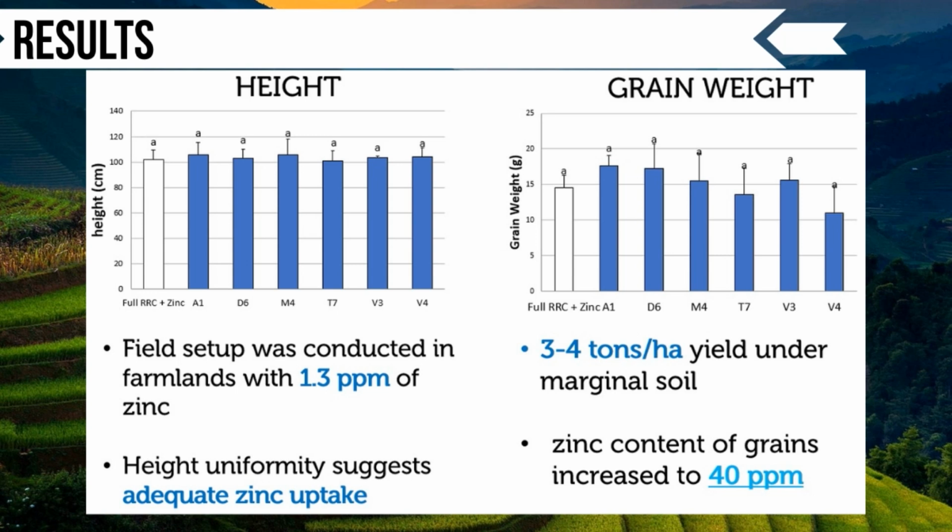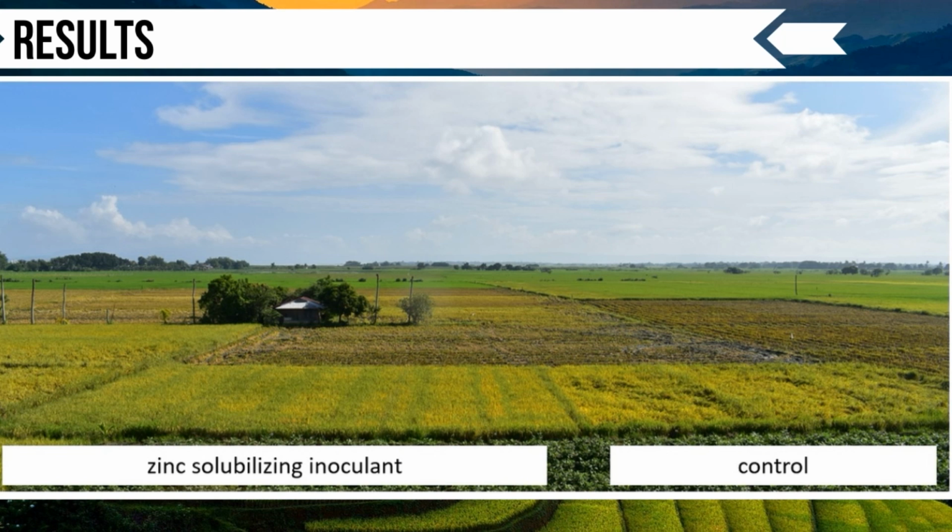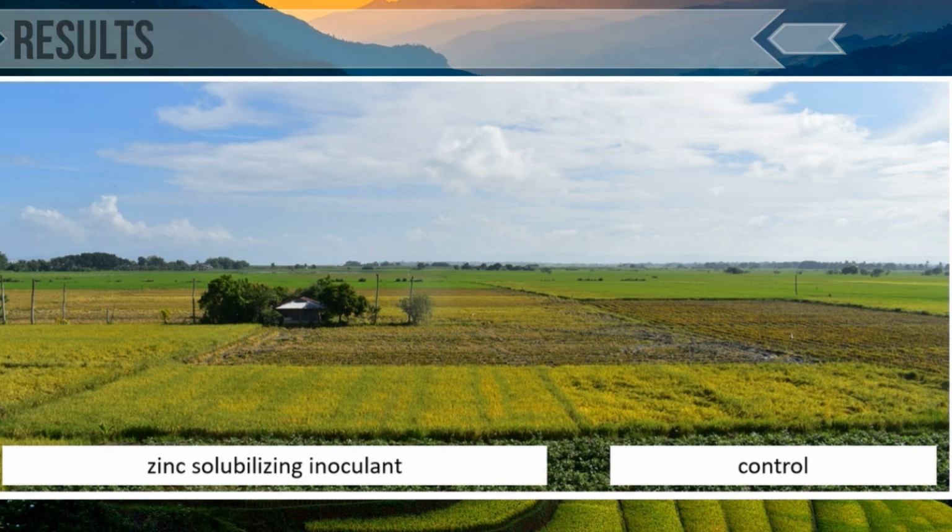Zinc quantification was conducted after grain dehulling and processing. It was found that the zinc content of rice grains increased by up to 40.97 ppm with very low maintenance and marginal soil. Another interesting observation is the increased lodging resistance as a result of adequate zinc uptake. This lodging was the result of a signal number 2 typhoon recently. Thus, inoculation of zinc solubilizing microorganisms can potentially contribute to climate-resilient crops.